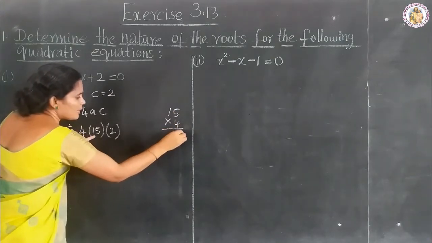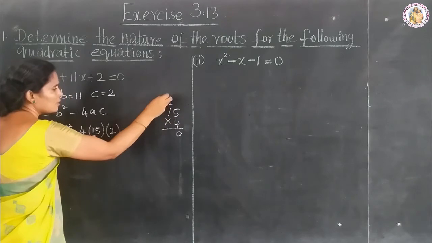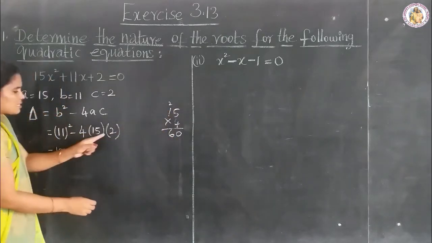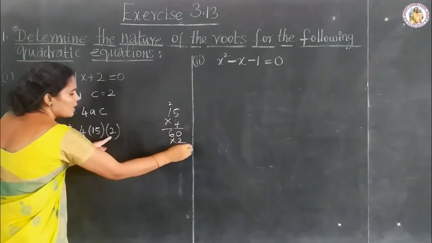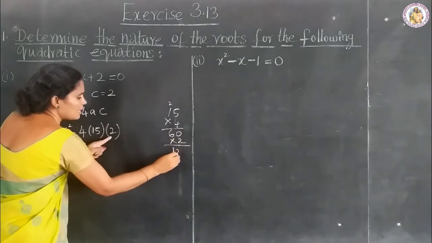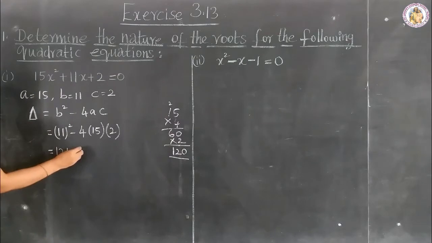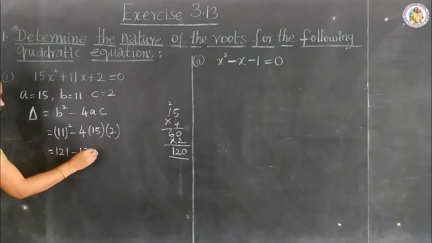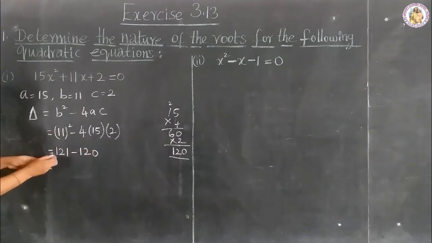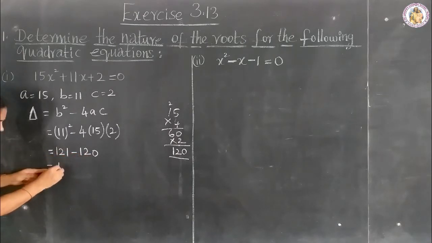So 5 4s are 20, remaining 2, 4 plus 2, 6. 60 into 2, 120. 6 2s are 12 and 0. 2 zeros are 0. 6 2s are 12. 120. So 121 minus 120 is 1.